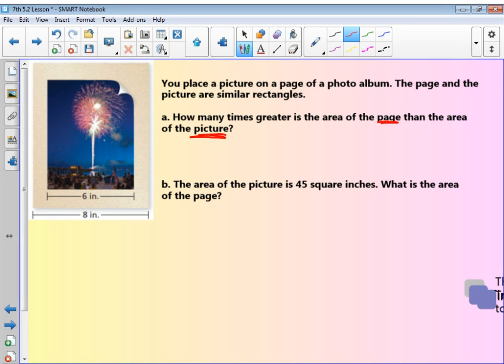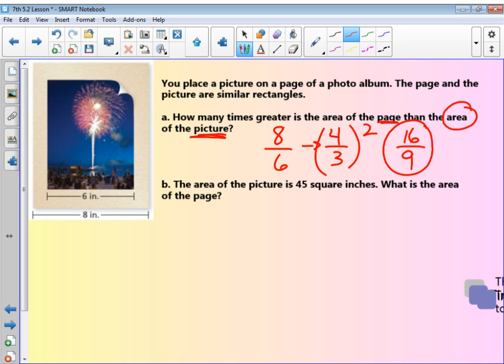So the page was 8 to the picture was 6. We want to reduce that because both of those are even numbers. So we'll divide by 2, which would be 4 to 3. Now it's asking area, so we're going to square it, which would give us 4 squared is 16 over 3 squared is 9. So the area of the page is 16/9 the area of the picture.